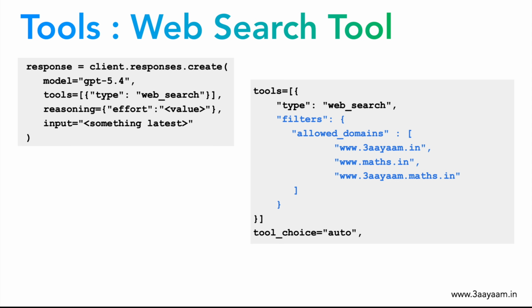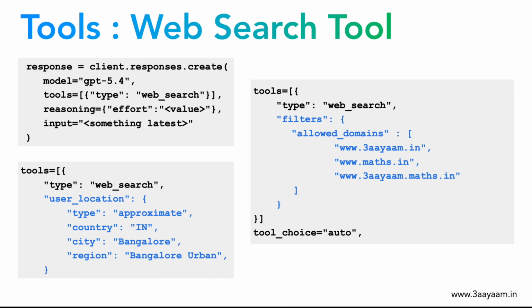If you have to provide additional information like filtering the domains or allowing only a few domains, we can define this tool's parameters separately. We can do it in the Responses API also, but it is a better option to define it separately because it might get complicated. Here we mention the type as web search, and in the filters we mention allowed domains, inside of which we provide the domain names that we want the model to search. And we can use tool choice equal to auto if there are multiple tools available. If you are using only one tool, then tool choice auto would not make sense.